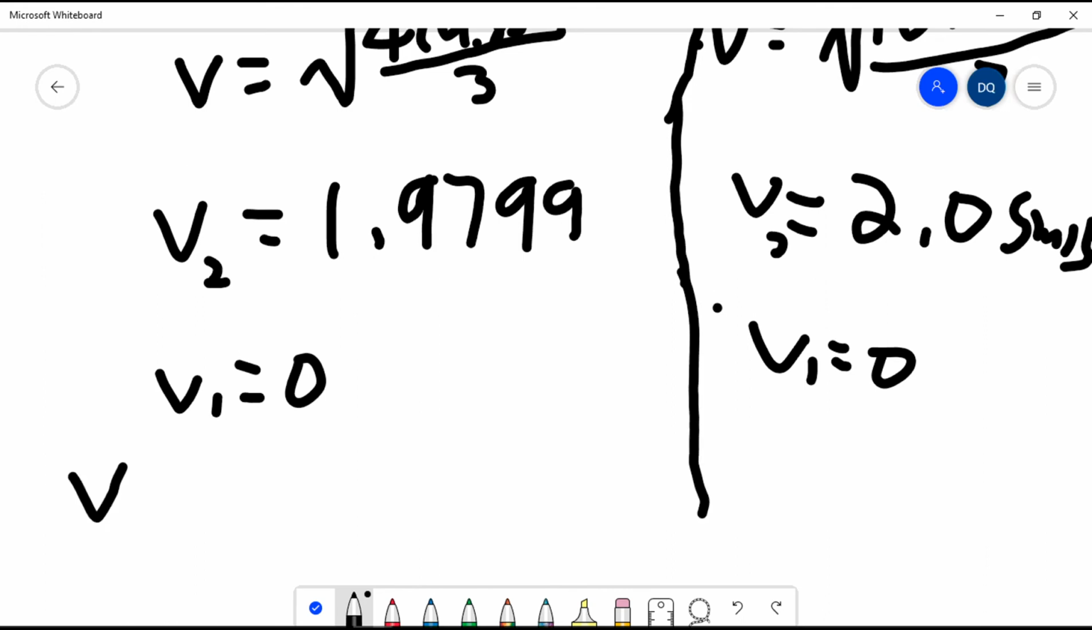So the average velocity is the average between the initial and the final velocity. Now that does not always work, but it certainly works in the case of gravity near the surface of the Earth, because we have constant acceleration due to gravity. That's why this little shortcut here works.